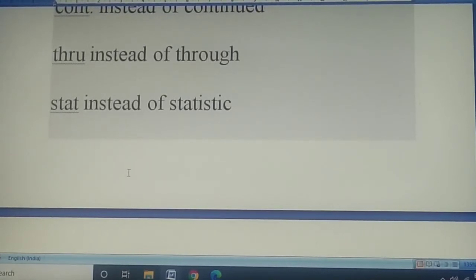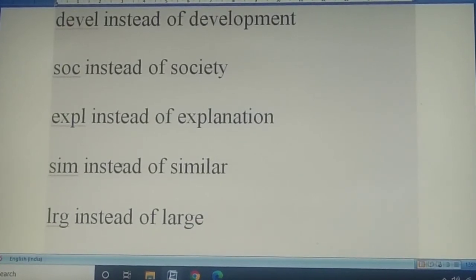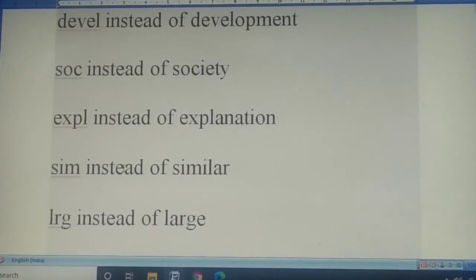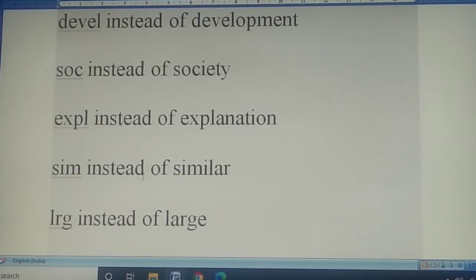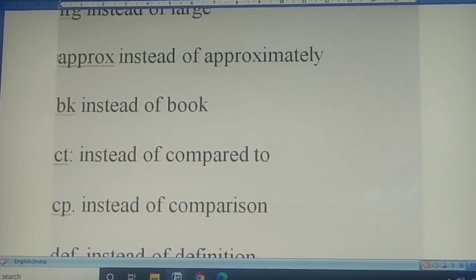Anyway, no problem. STAT instead of statistic. DEVEL instead of development. SOC, yes, we understand it is society. EXPL, yes, it is clear that we are talking about explanation. SIM, not the same which you use in your mobiles, okay? It is similar. LRG means large. Approx for approximately, yes, we do use this.